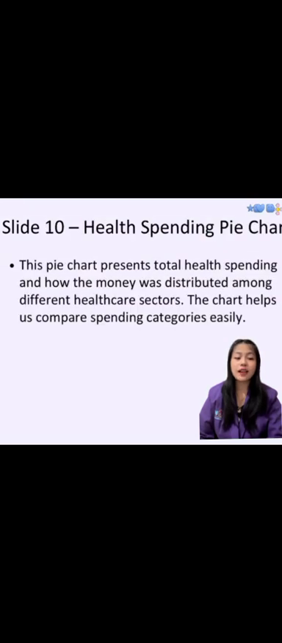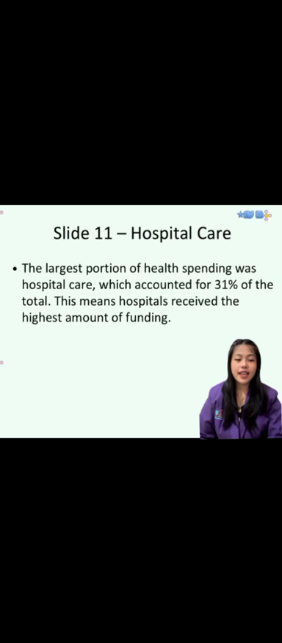Health spending pie chart. The pie chart presents total health spending and shows how money was distributed among different healthcare sectors. The chart helps us compare spending categories easily. Hospital care. The largest portion of health spending was hospital care, which accounted for 31% of the total. This means hospitals received the highest amount of funding.